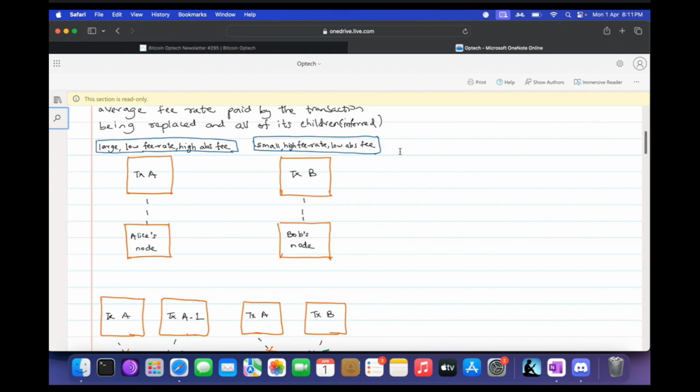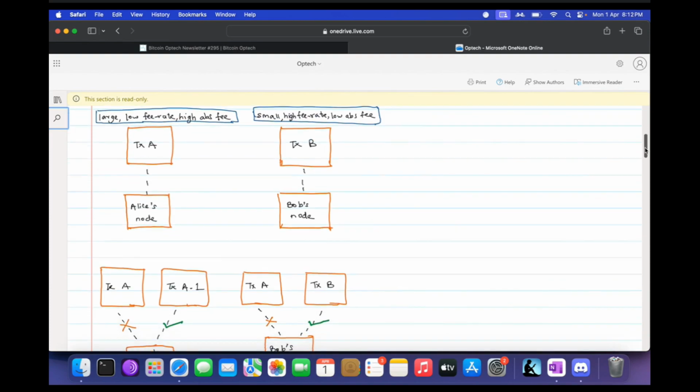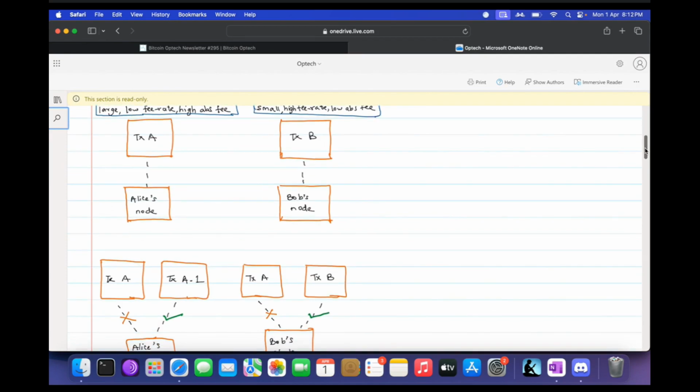So for any of these transactions to replace the other transaction, they need to pay both a higher fee rate and a higher absolute fee. So Bob's node will reject transaction A because it's paying a low fee rate, and Alice's node will reject transaction B because it's paying a low absolute fee. So basically what is going to happen is either transaction A or transaction B is going to get mined. Both cannot get mined simultaneously. So either the bandwidth of Alice's node gets wasted or the bandwidth of Bob's node gets wasted, right?